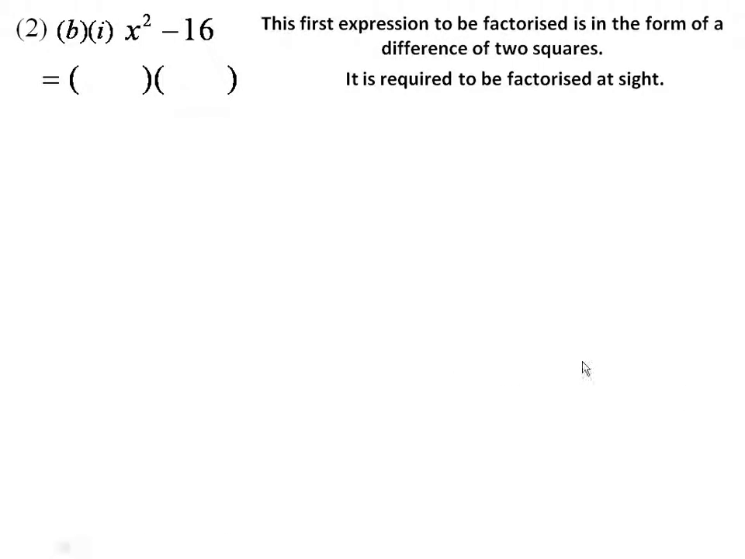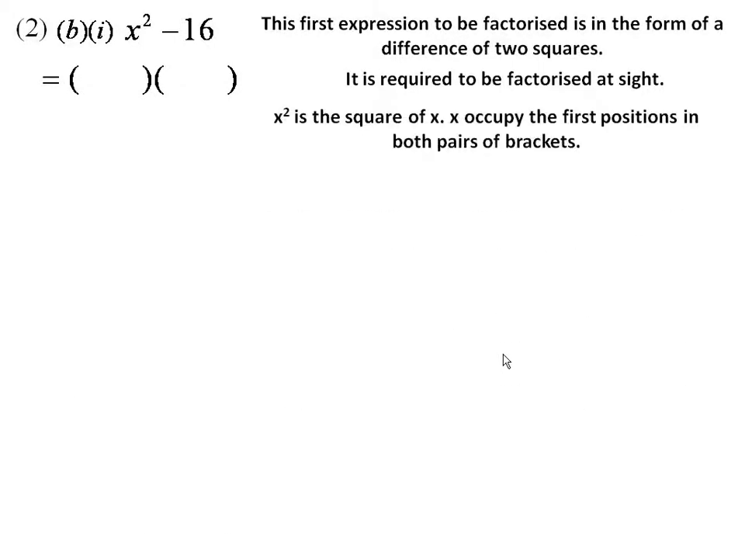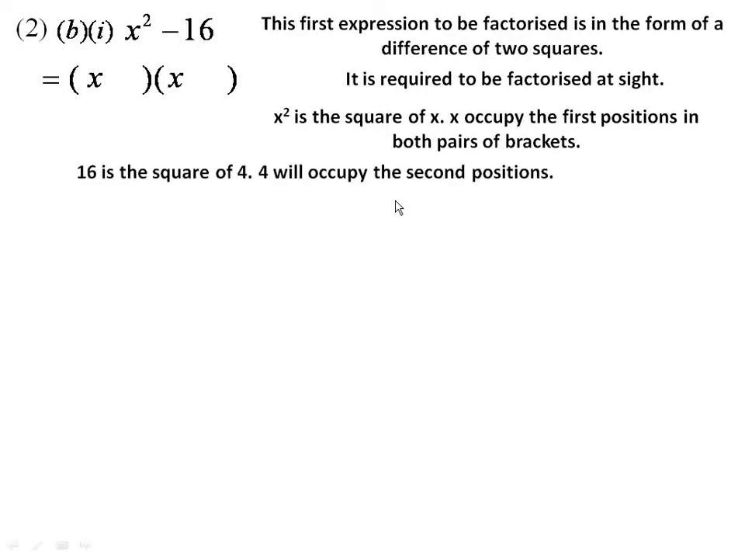So, there we have it. X squared is the square of x. X occupies the first position in both pairs of brackets. So we have x there and we have x there. Also, we need to know what we squared to give 16. 16 is the square of 4. 4 will occupy the second position.